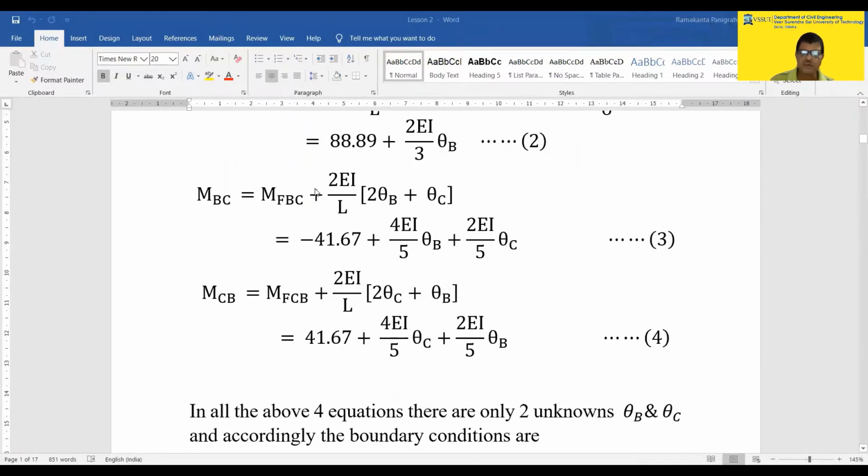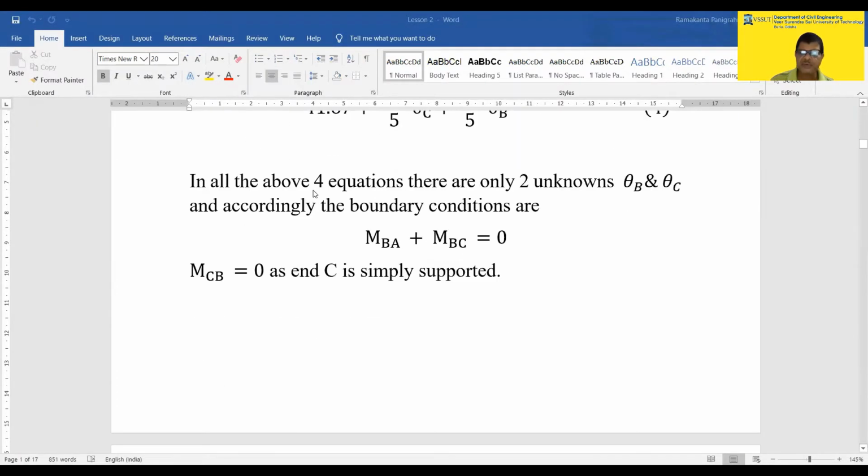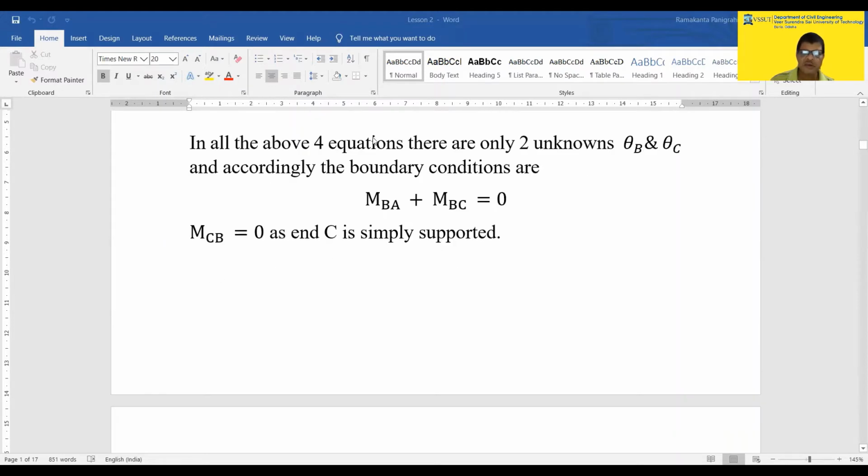Now let us come to the joint equilibrium. How will we find the equations now? Let me draw this diagram. What was your problem? The problem is like this. Now at points A, B and C: at A, because it is fixed, there will be some moment. But what will happen at C? C is the end point, hinged or simply supported.